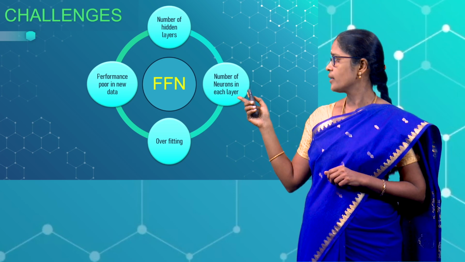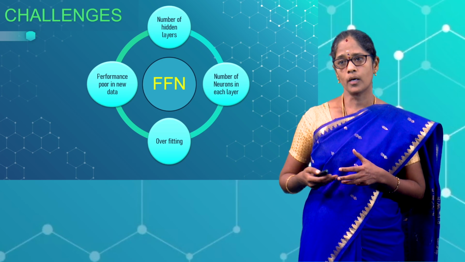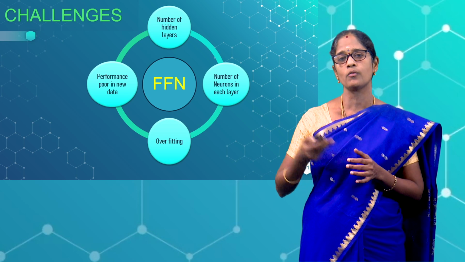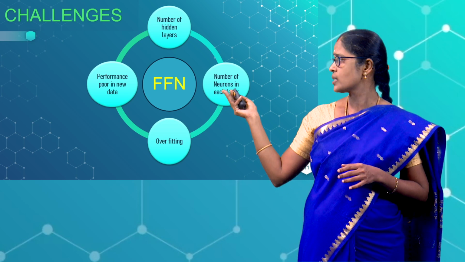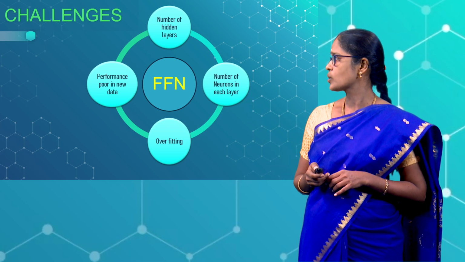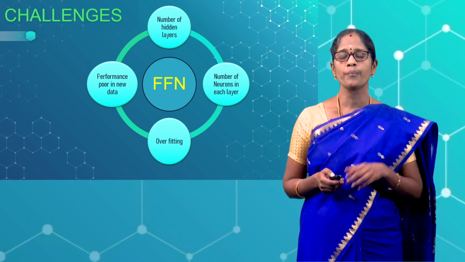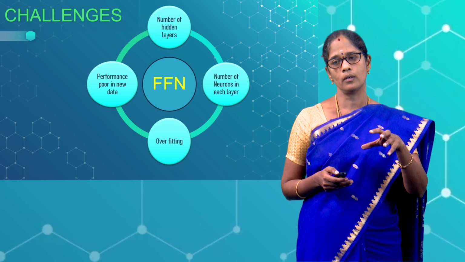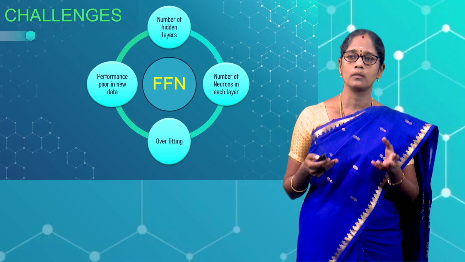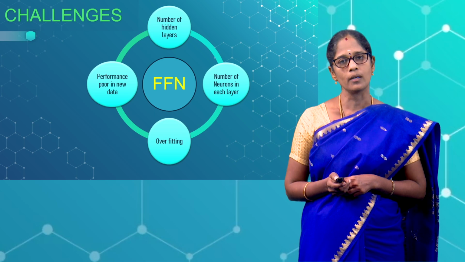And then the problem of overfitting. If you go for accuracy, giving weights, changing the weights and applying activation functions, then sometimes the model might overfit. And the last one is that performance is very poor in the case of new data. That means, when you apply a feed forward network architecture to new, unseen data, the performance will be very low.